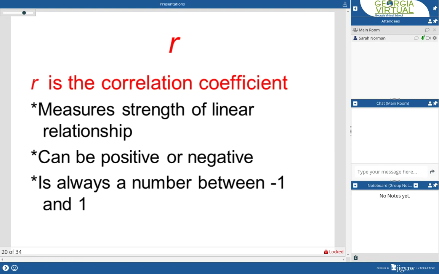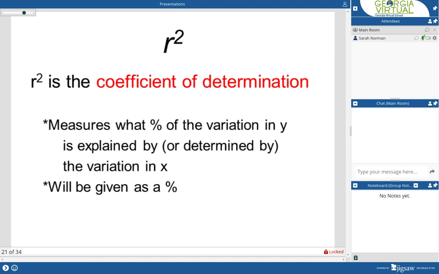So again, as we talked about earlier in the presentation, it measures the strength of the linear relationship, can be positive or negative, and is always a number between 1 and -1. Now, R squared is the coefficient of determination. It measures what percentage of the variation in Y is explained by or determined by the variation in X, and it will be given as a percent. This will be on either your quiz or your test for this module. I remember seeing it.